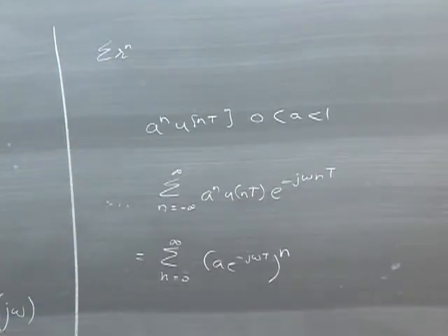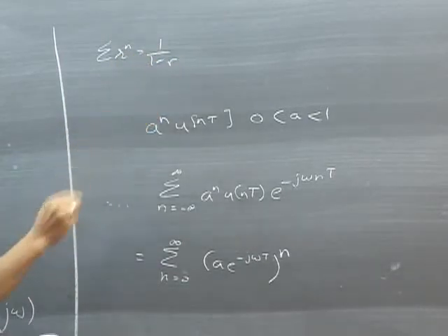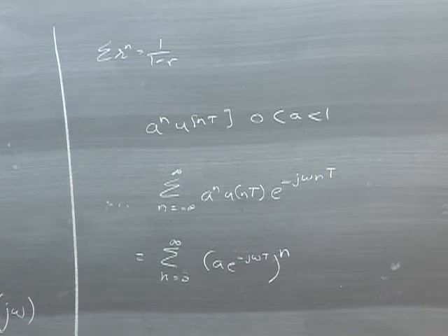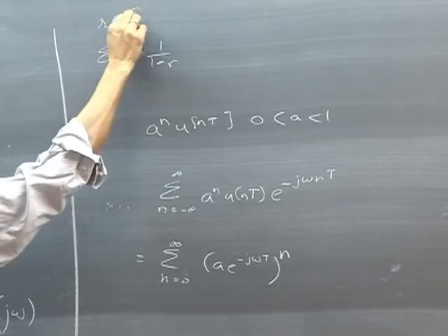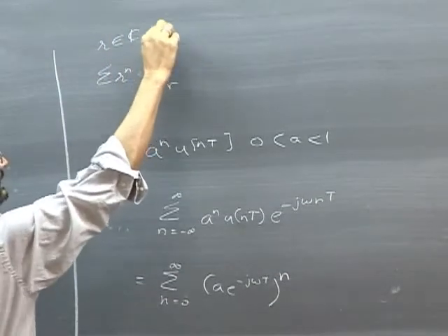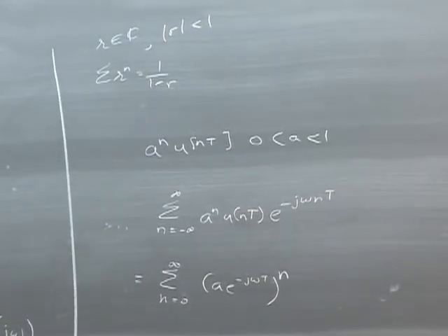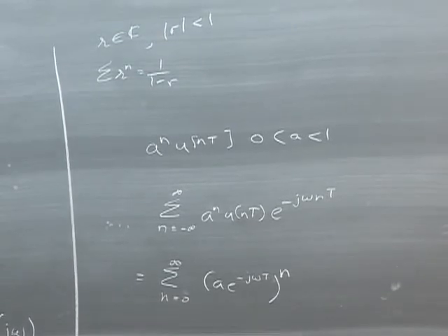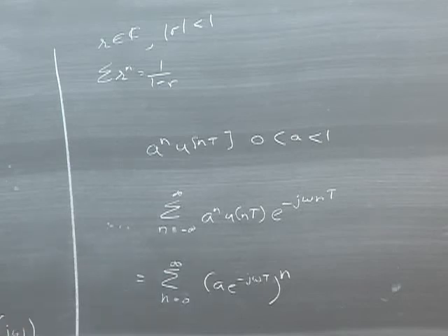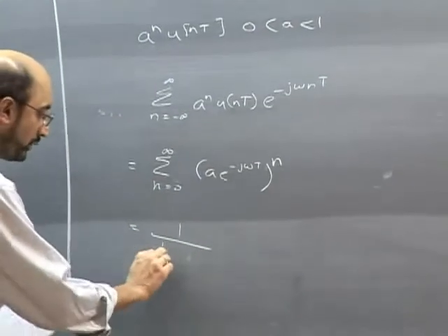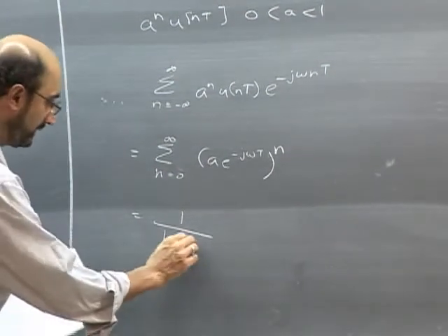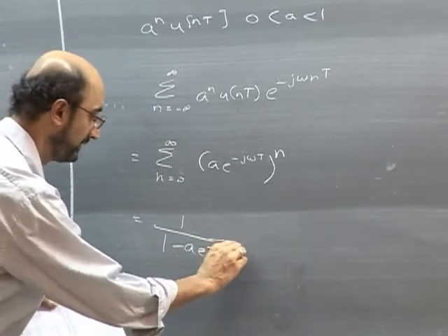Now this looks like the sum of r to the n, and if r is less than 1, we know that this is equal to 1 over 1 minus r. This is just basic sequences. Hopefully you studied this in high school. What you did not study in high school is that r can belong to the complex numbers. Then all we need is that the magnitude of r, mod r, is less than 1. The same thing holds for complex numbers as well. In this case it is a complex number, because e to the j something obviously has the j in it. And so this is going to be equal to 1 over 1 minus a e to the minus j omega T.